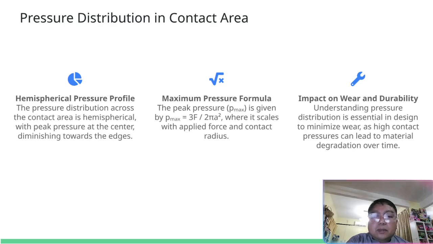So, the maximum pressure formula: the peak pressure Pmax is given by Pmax equals 3F over 2 pi a squared, where it scales with applied force and contact surface. Impact on wear and durability: understanding pressure distribution is essential in design to minimize wear, as high contact pressures can lead to material degradation over time. So we want to avoid too much contact. That's why we put lubricant and everything, so that metal-to-metal contact will be very minimal, and we can use that part for a long time.